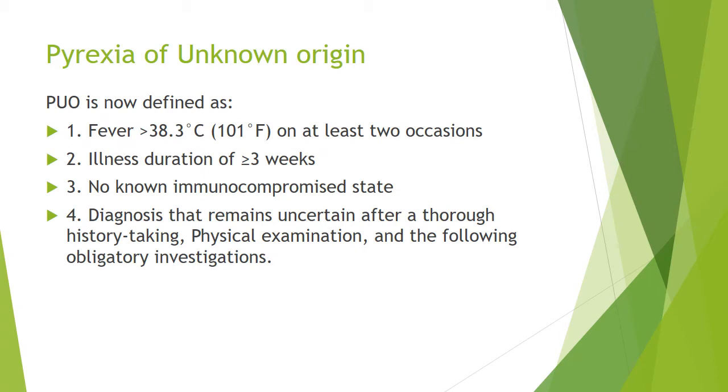Pyrexia of unknown origin is now defined as fever more than 38.3 degrees Celsius or 101 degrees Fahrenheit on at least 2 occasions, illness duration more than 2 weeks, no known immunocompromised state, and a diagnosis that remains uncertain after thorough history-taking, physical examination, and the following obligatory investigations. The physical examination should also be very thorough, including every skin surface and every mucous surface, and the history-taking also should be very thorough.